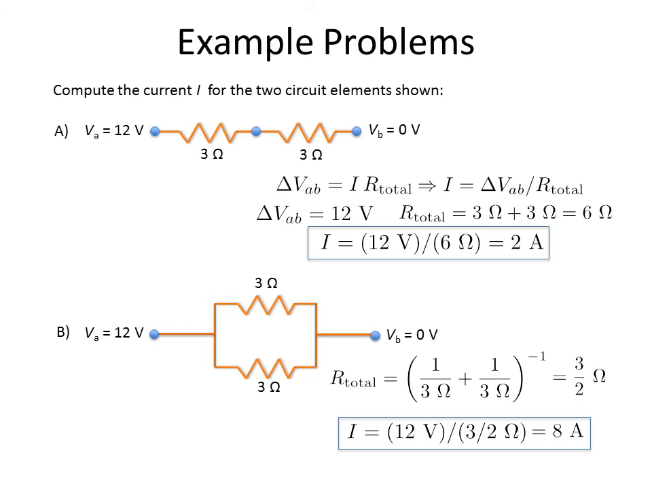So if we actually compare the two, we can see that in series, we only have 2 amps, and if we go through parallel, because we have multiple paths, we have a higher current. We get 8 amps through the parallel.